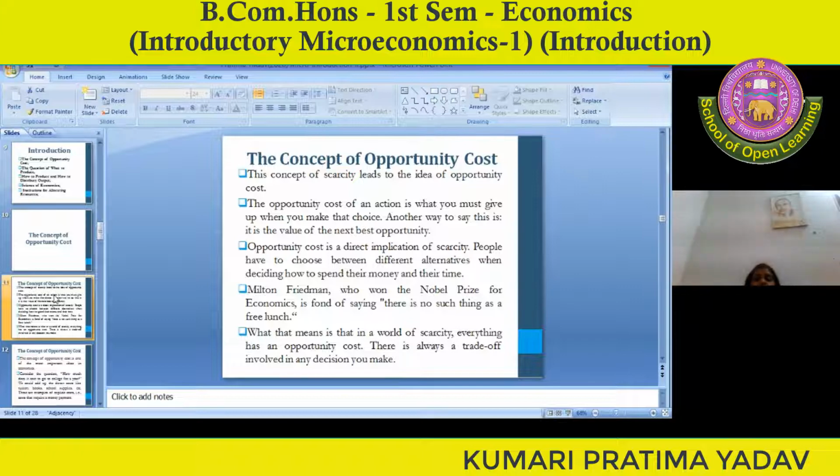You have chosen something. Maybe you have an evening, and you want to study, or you want to go for a movie, or you want to just hang out with friends. So these are the opportunity costs: studying, hanging out with friends, going to a night out party, or watching a movie. What that means is that in the world of scarcity, everything has an opportunity cost. There is always a trade-off involved in any decision you make. You have to do the trade-off.